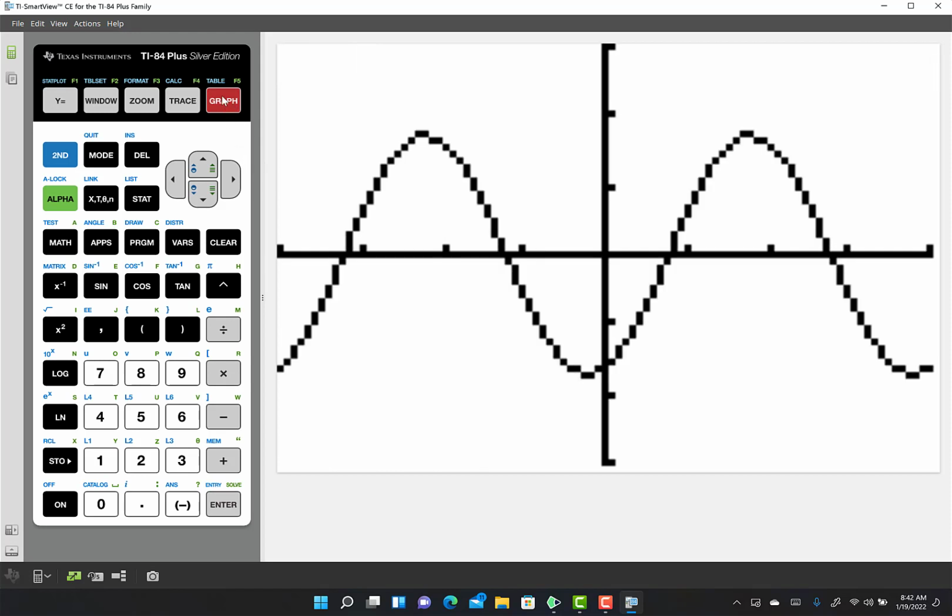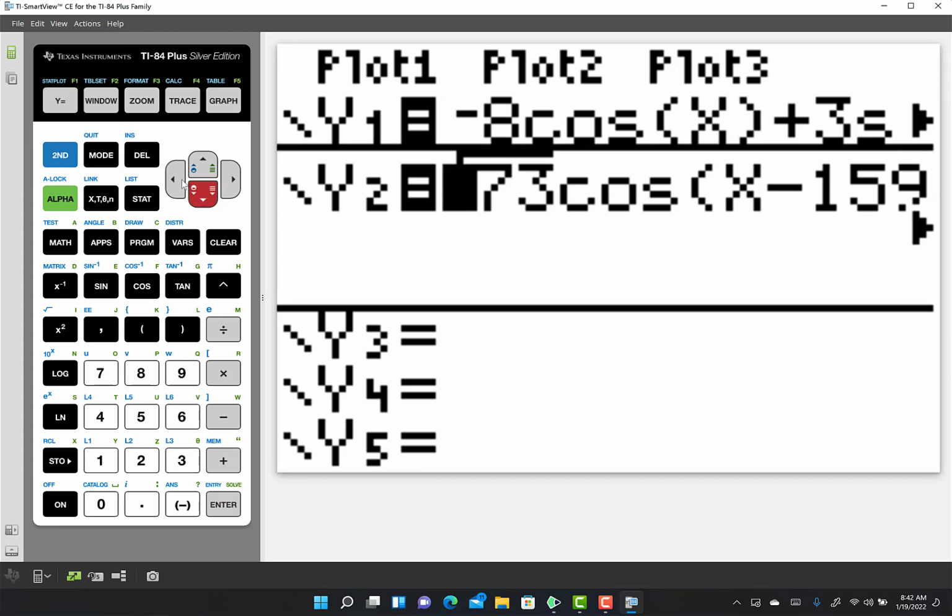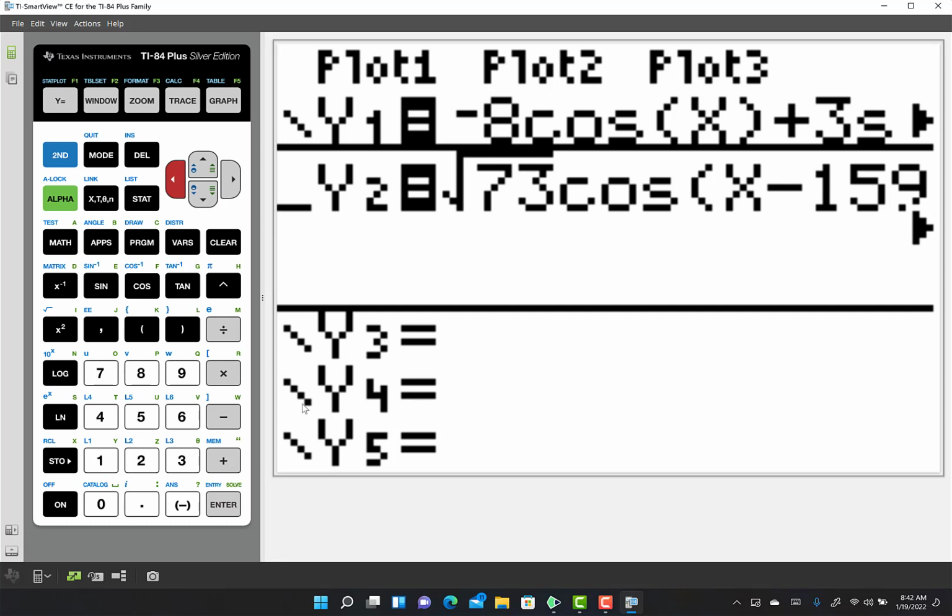But what if y2 graphs outside the window and you don't know? So here's a hack. Click on y equals since you don't have a color screen. Go to y2 and then scroll all the way to the left. Make this one thicker. Just push enter one time. Notice that now it looks like that. Do you see that? So now when I push graph, check it out.